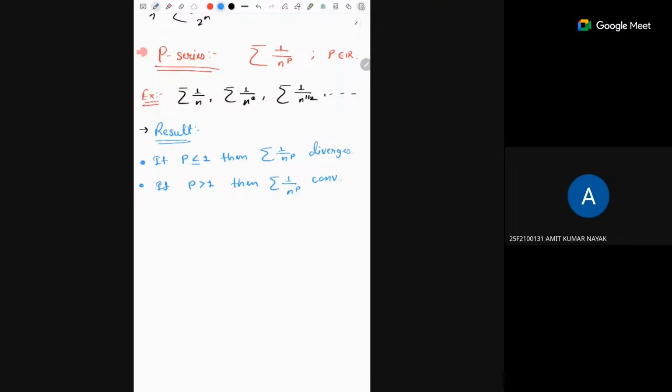Okay, so if you want the proof of this, you can just go and look in the lecture. It was done by the comparison test. So I'll come to that too. But this is the fact you should remember: if you have a series summation 1 by n to the power p, then it diverges if the value of p is less than or equal to 1, and it converges if the value of p is strictly greater than 1.